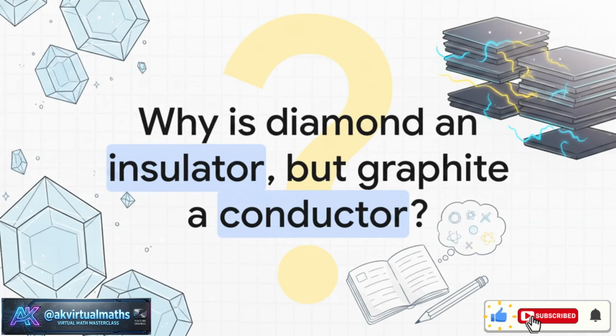Okay, here's your question. Why does diamond act as an electrical insulator while graphite acts as a conductor? I want you to physically pause the explainer right now. Grab a pen, write down your answer, and hit play when you're ready. Seriously, no cheating.